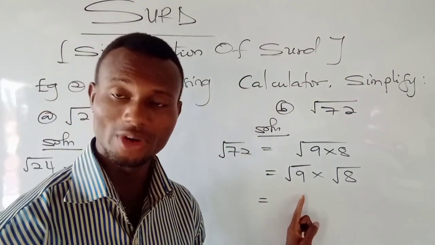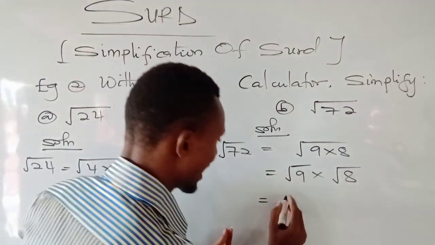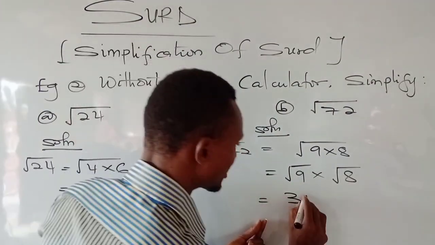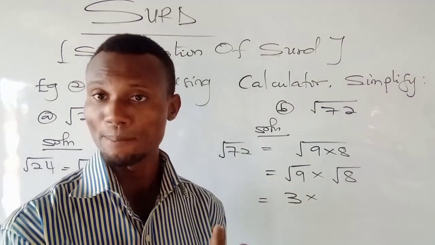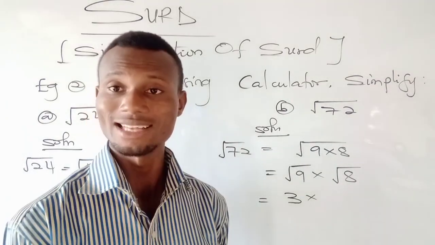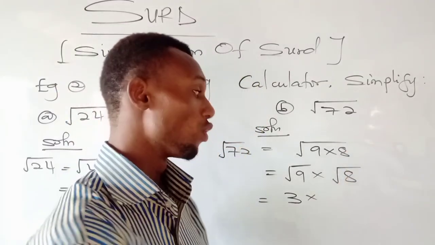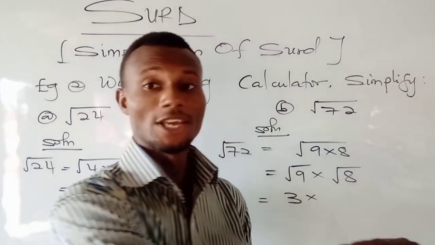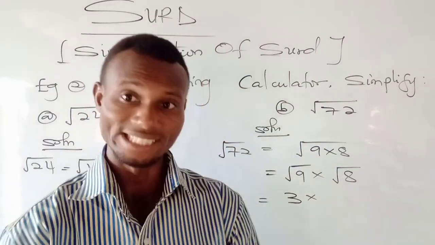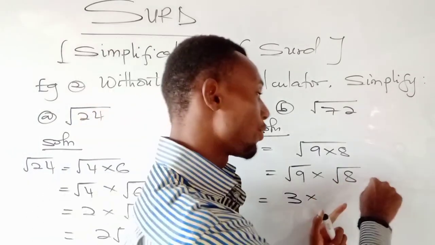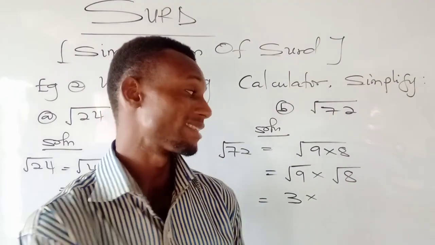The square root of 9, we know the answer. Square root of 9 is 3. So square root of 9, let's bring our 3 there, is 3 times. Now, the square root of 8, you will not get a whole number for 8 as an answer, but actually we can reduce it. If you punch the square root of 8 on the calculator, it will give you a simplified answer in surd form.